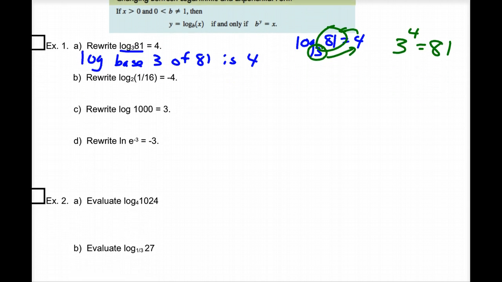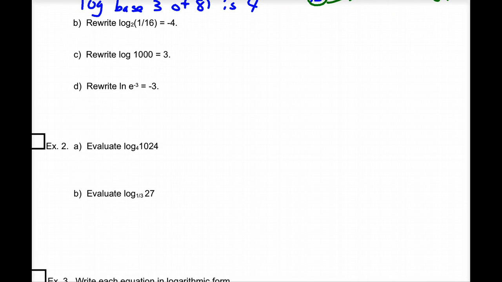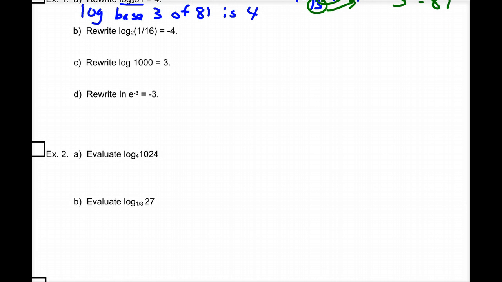Moving on down. Here I've got a different type of log. It's a base 2 log. So I'm going to build a different type of house. The base of my house is going to be 2. I'm going to go get my roof, which is -4. And that looks like my neighbor's house, which is 1/16. 2 to the -4th is 1/16.